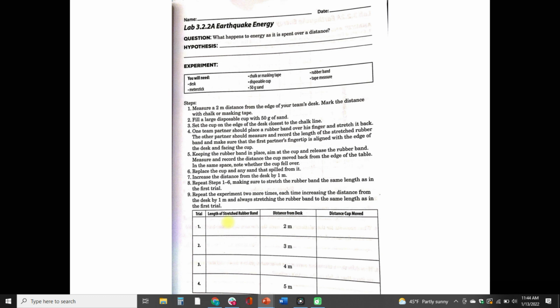I don't know why you're recording the length each time, because you're trying to do the same length every time, but the length will be different for each of you depending on the rubber band you have. Once you've completed this, please message me in Slack if you have any questions, especially shoot me a photo and say, am I doing this right? I'm happy to answer. There's also some questions and a chart, a graph on the back that you need to complete.